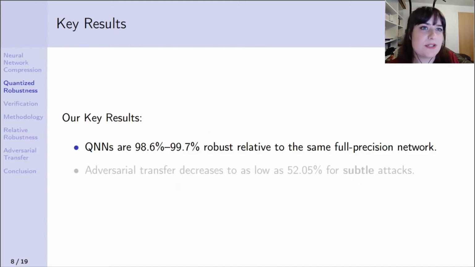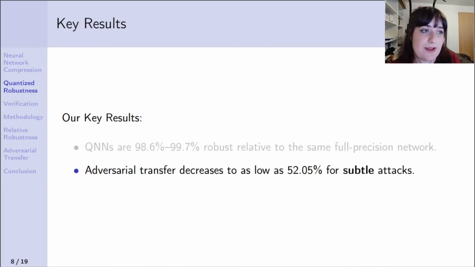This brings us to our two key results. The first of which, we found that quantized neural networks are 98.6 to 99.7% of the time robust relative to the same full precision network. We also found that adversarial transfer can be as low as 52.05% when the attacks on the network are subtle, and we will get to this notion of subtlety later on.